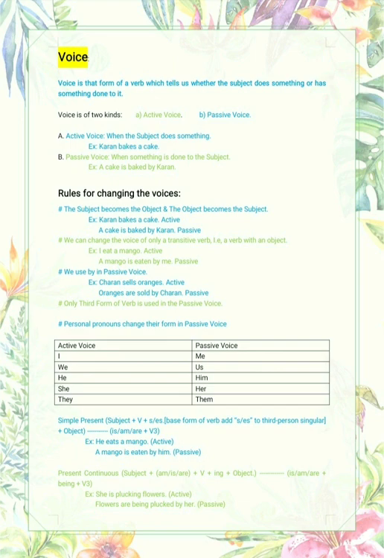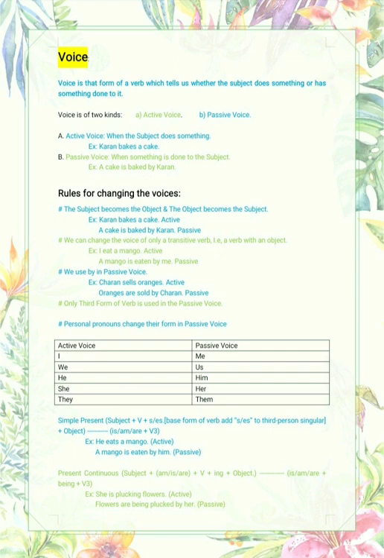So today I'm going to start one new chapter, that is active and passive voice. So what is a voice? Voice is that form of a verb which tells us whether the subject does something or has something done to it. Now, how many kinds of voices are there? There are two kinds of voice, active and passive voice.